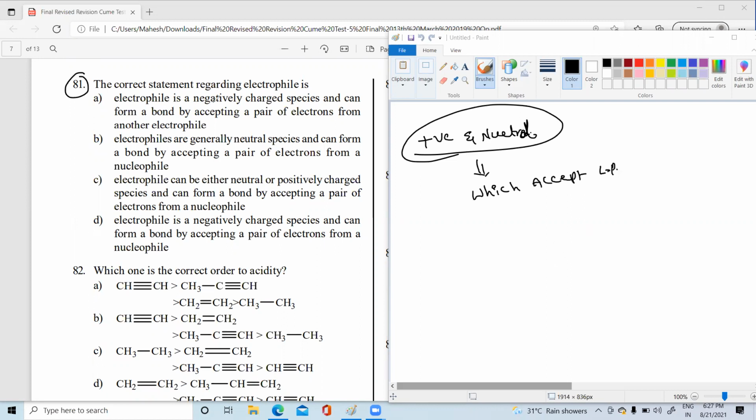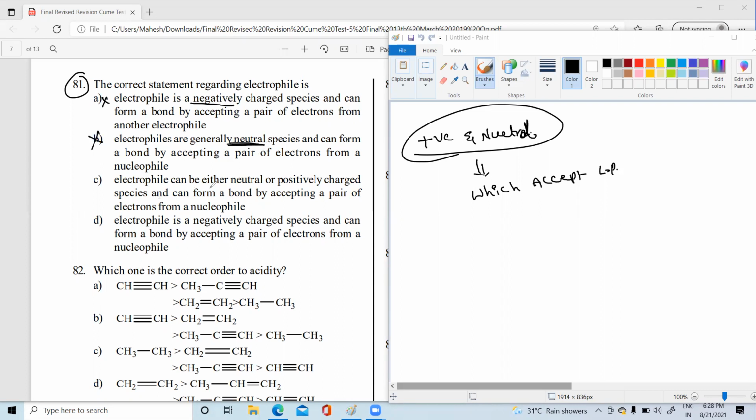Let's check here. Electrophile is negatively charged? No, it's a wrong statement. And electrophiles are generally neutral species? No, it is positive and sometimes neutral, so this is also a wrong statement.